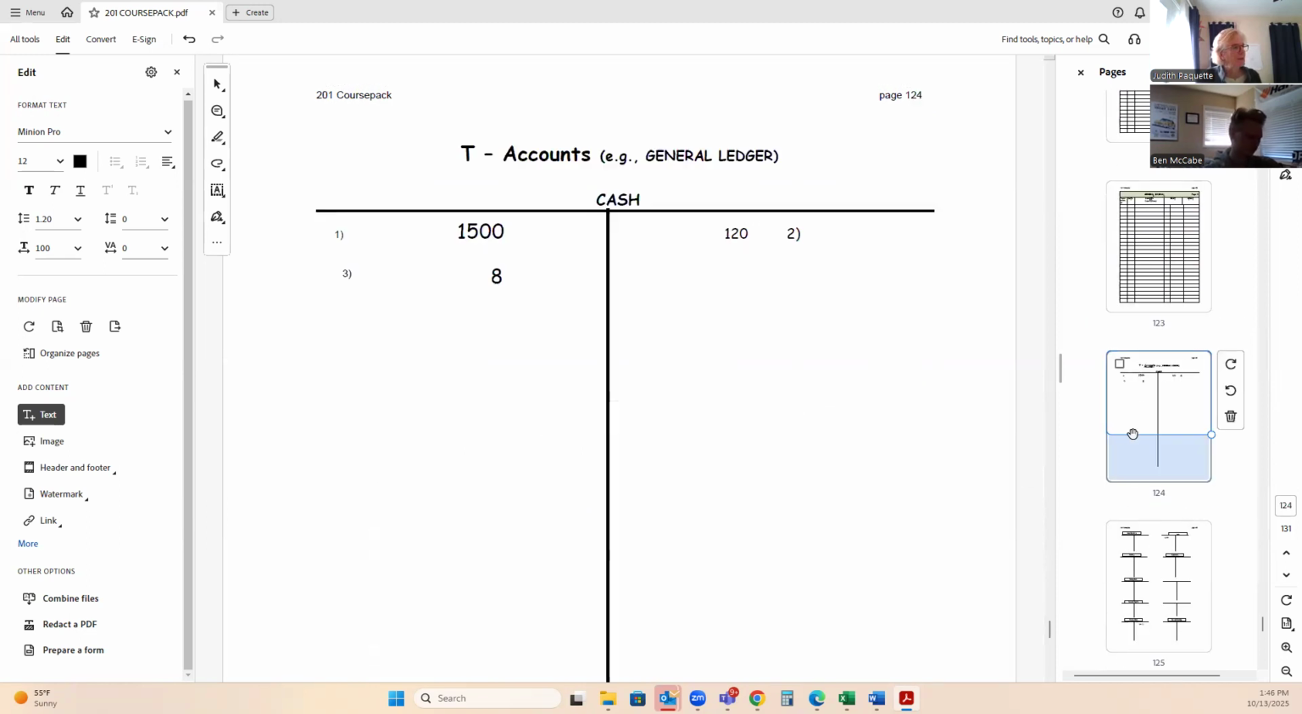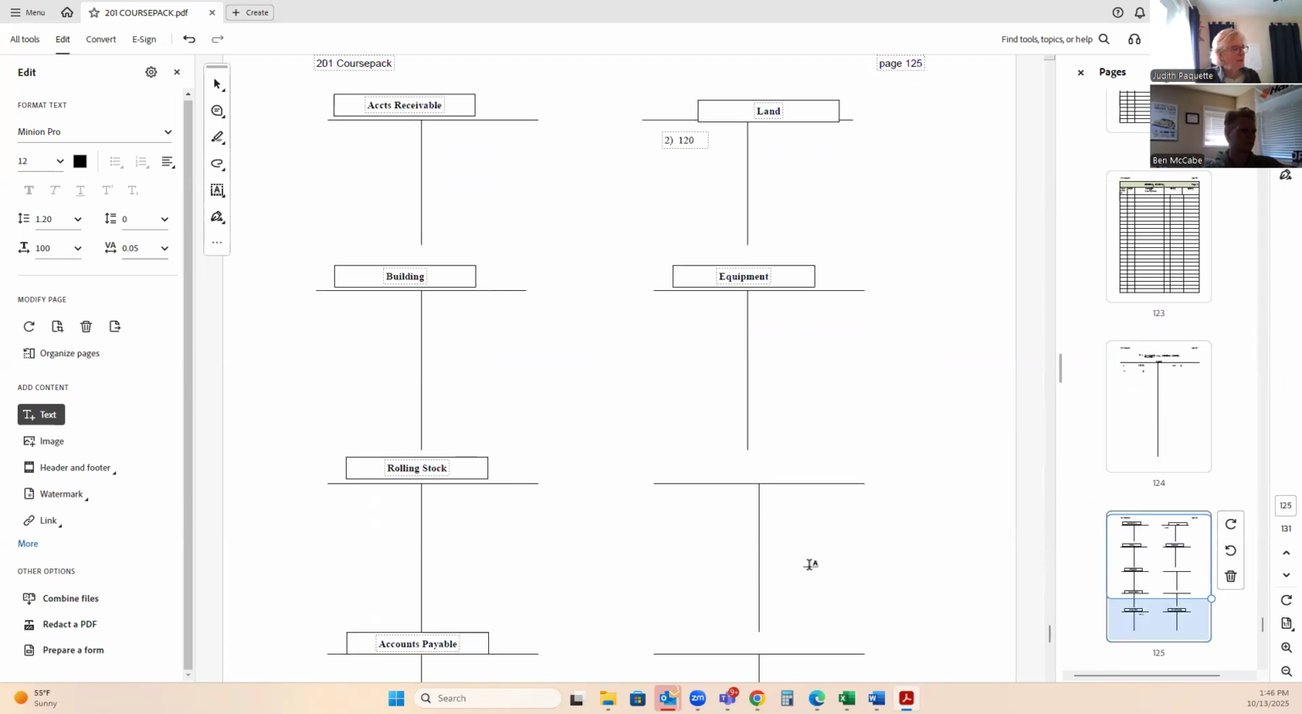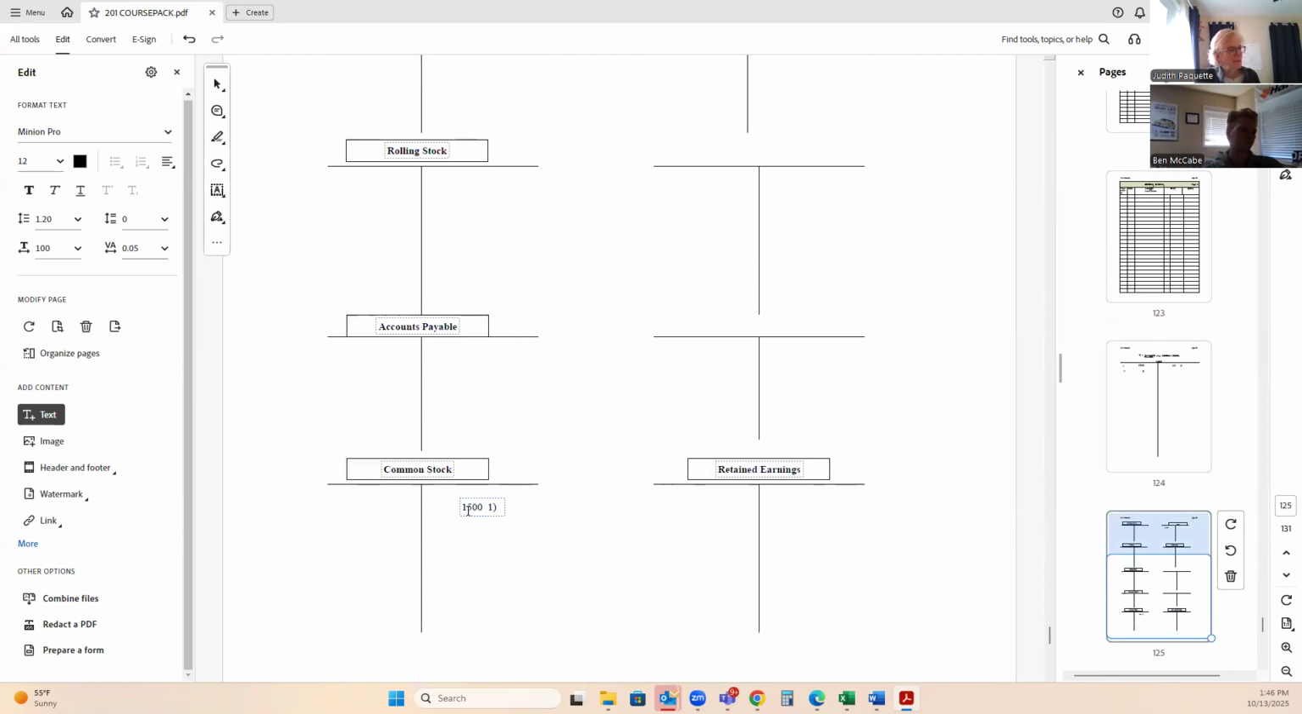So you're just tracking it all. So there's that one, 1500. And then down here, I know it's really small, I don't know why it's that small, but it's 1500 and the one. And if you forgot this side of it, if you got to post the 1500 on the common stock T account, when you got to your trial balance, you'd be out of balance $1,500.